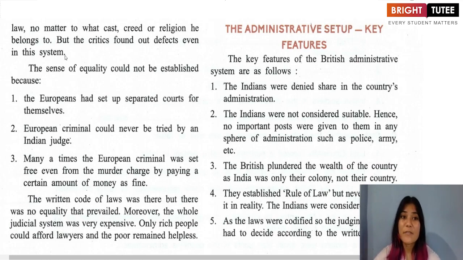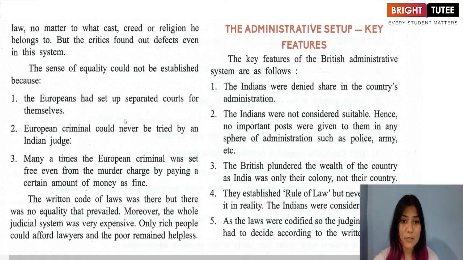But the critics found out defects even in this system. So like I said, the rule of law said that if you have committed a crime, then you will be a criminal. Okay, so it doesn't matter if you are a high caste Hindu or a lower caste Hindu, if you have committed the crime, you will be punished for the crime that you have committed. Okay, and the law will be the same and it will be applied in the same manner even if you are from a different caste, creed, religion, etc. It doesn't matter. So this was the basic principle, this was the basic meaning of the rule of law. But despite the codification of the Indian law, despite the rule of law, there were many defects in this system.